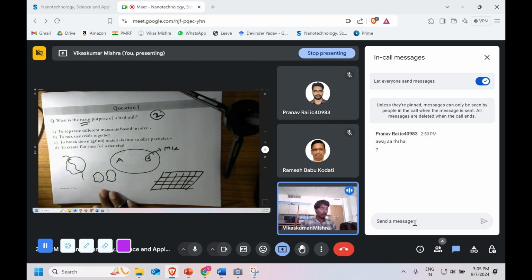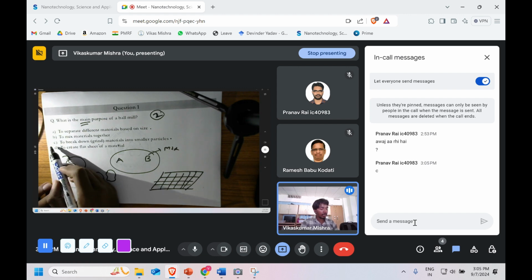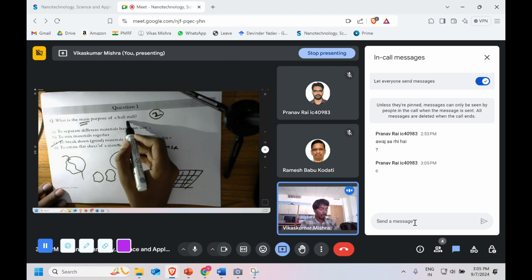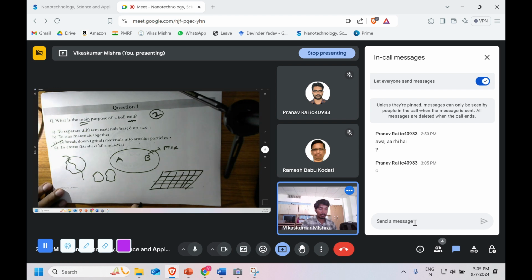So here we can see that when we are milling, as per the pronouncer, what he's telling is that it is to break down the material into smaller size. That is the purpose of the mill. That is why we are calling it a mill. So the main purpose of ball milling is to do this.